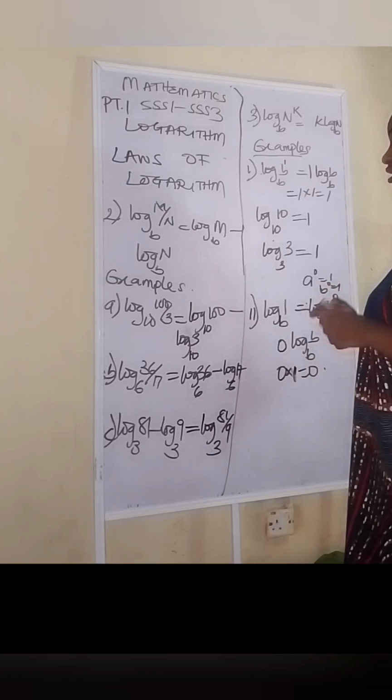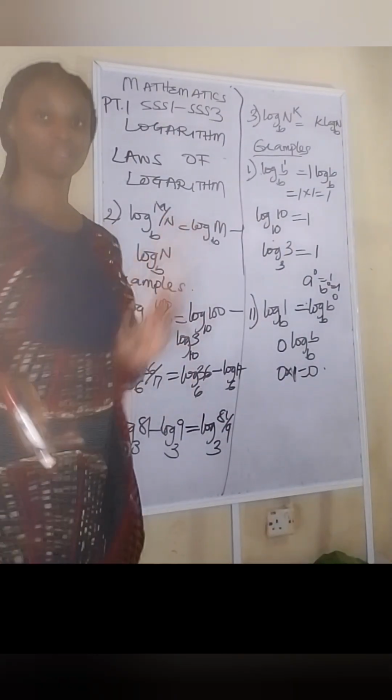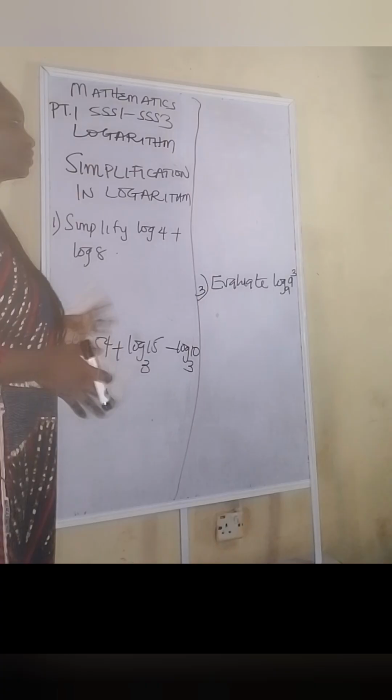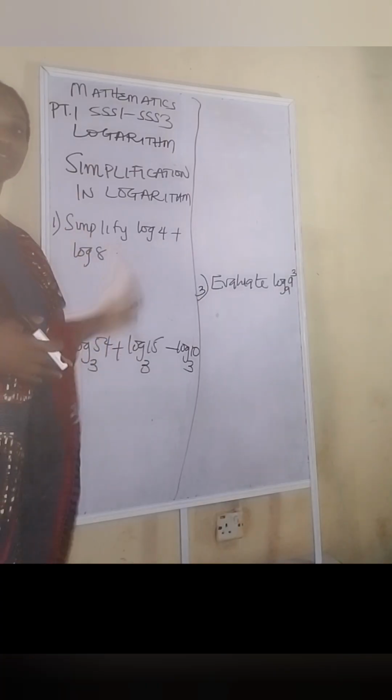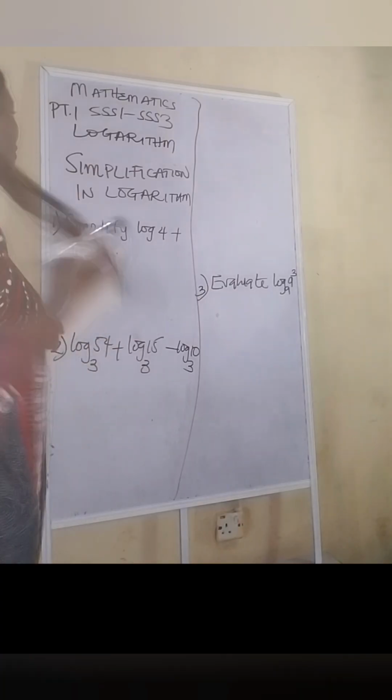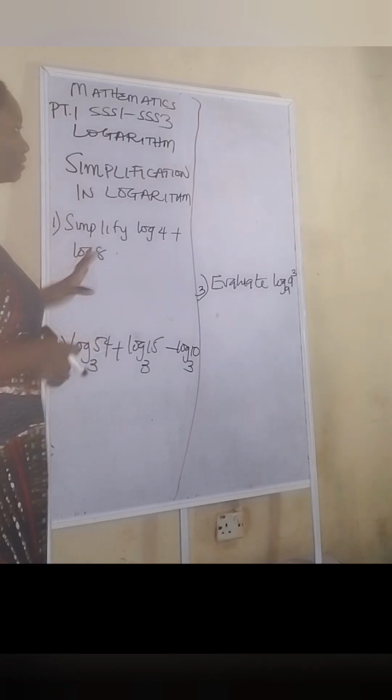So that is that about the laws of logarithm. So now let's move to the next thing. Alright, so all those laws that we have already shown, it's time for us to apply them here. Do you understand? So this is simplification in logarithm.